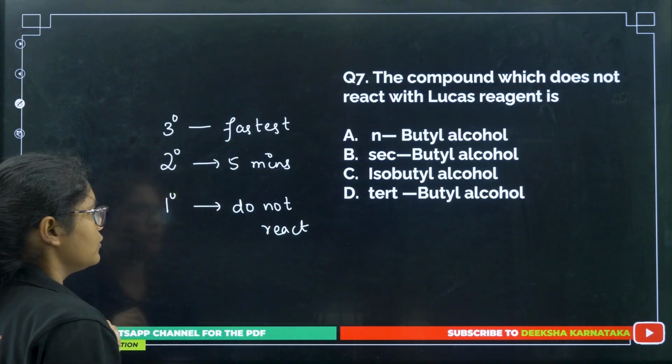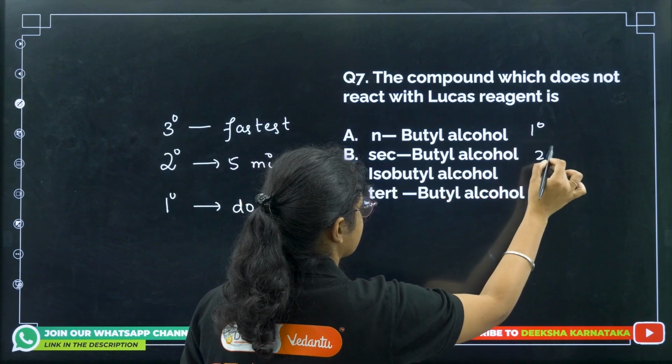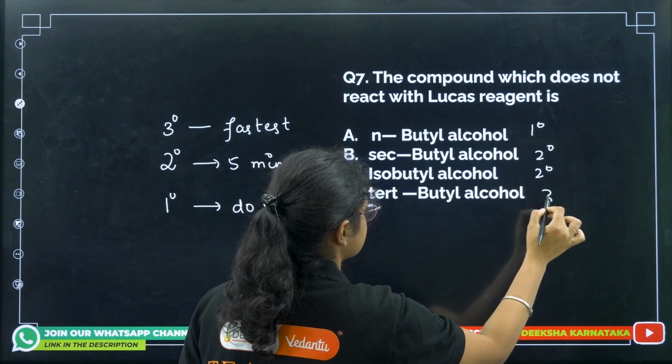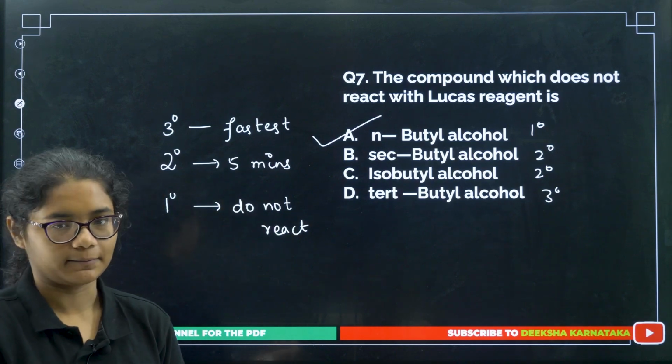Now, you can see this is primary alcohol, this is secondary, and this is tertiary. So primary will not react. So the correct answer is option number A.